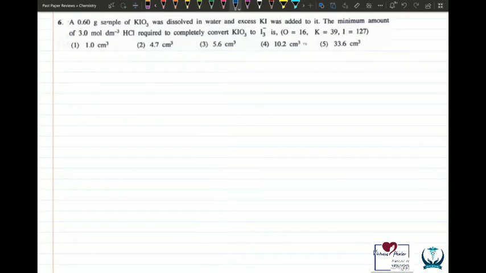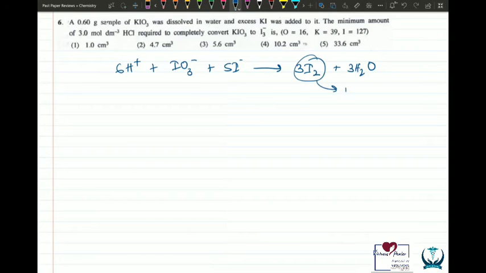Sixth question. A 0.6 gram sample of potassium iodate was dissolved in water and excess potassium iodide was added. The minimum amount of 3 M HCl required to completely convert potassium iodate to iodine is. So we can write the balanced chemical equation, which will be 6H plus, IO3 minus, plus 5I minus, giving 3I2 plus 3 water. Iodine in iodide gives us I3 minus.